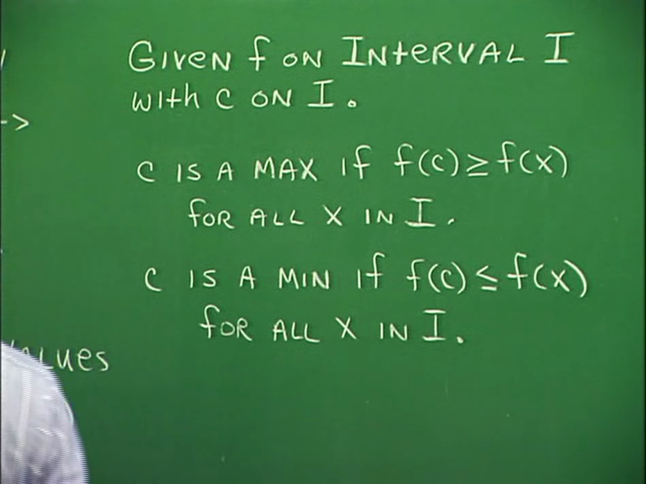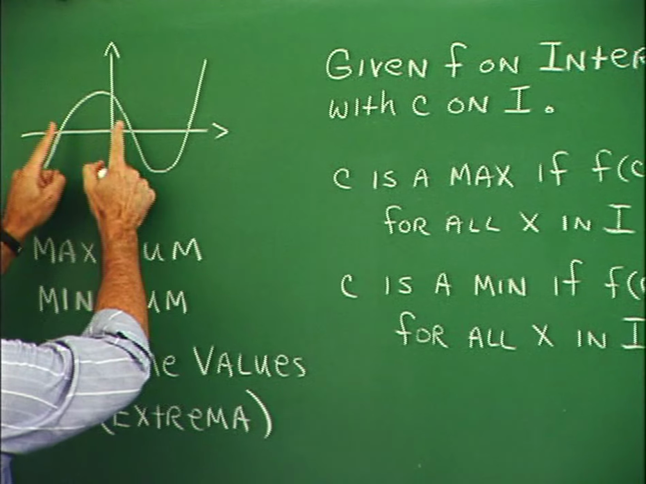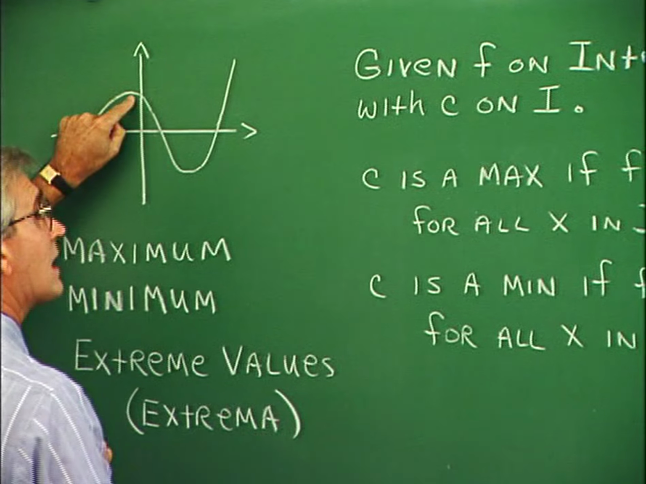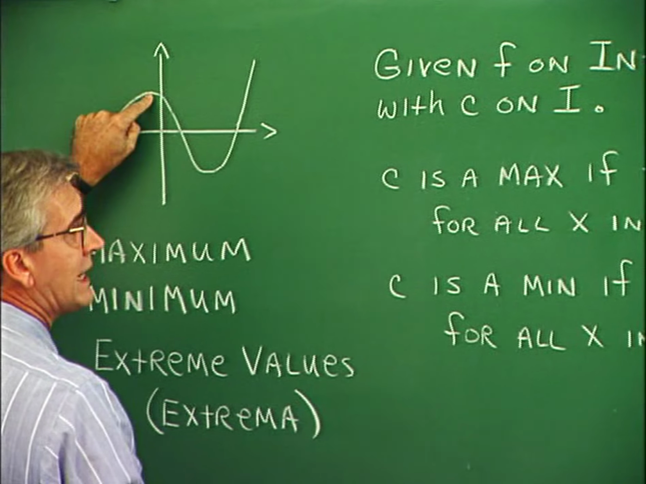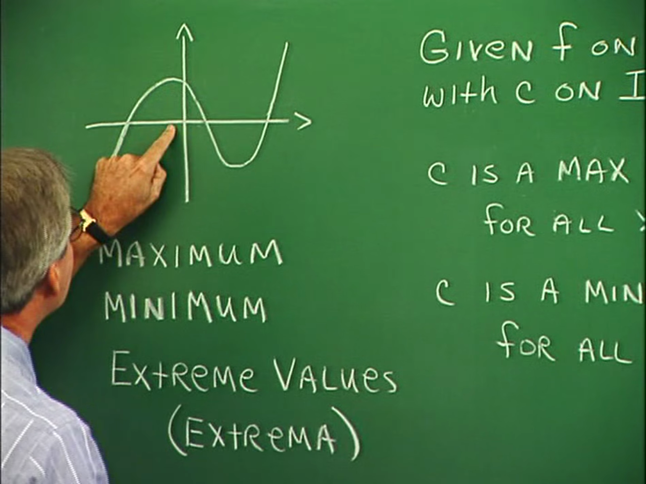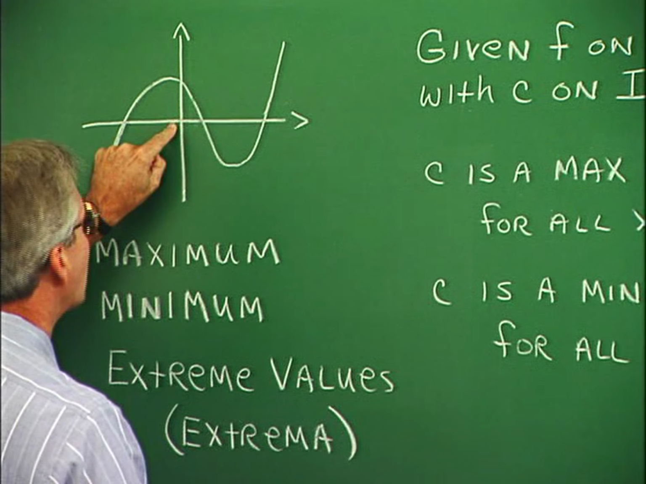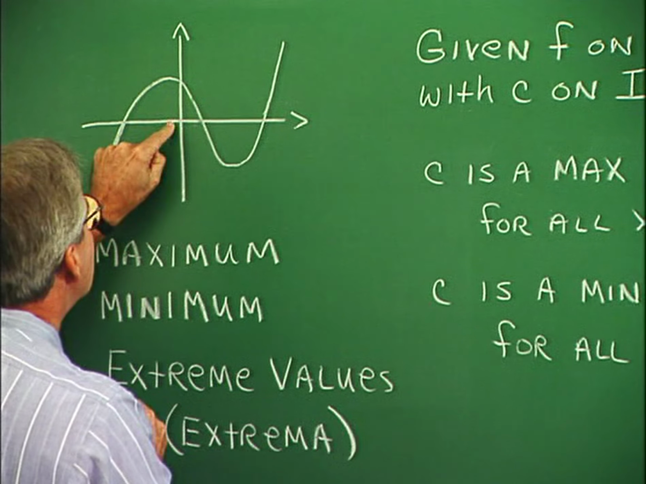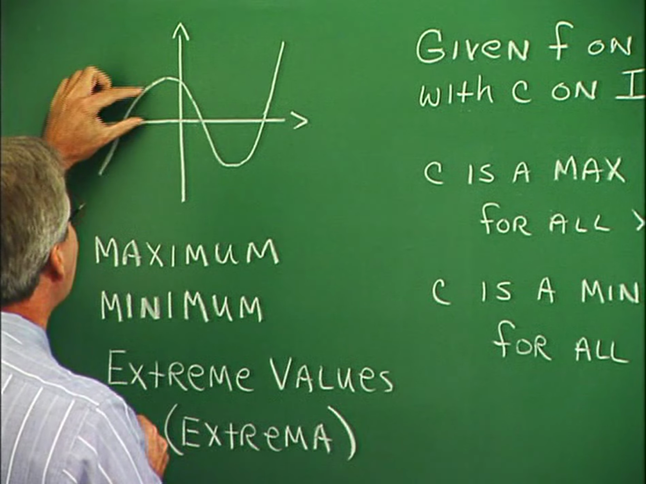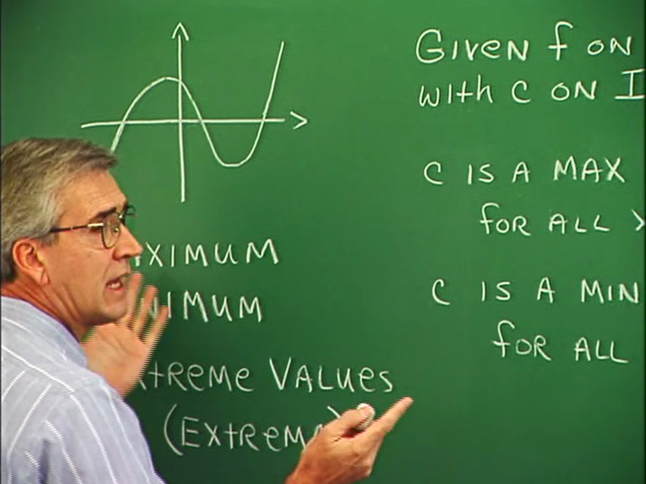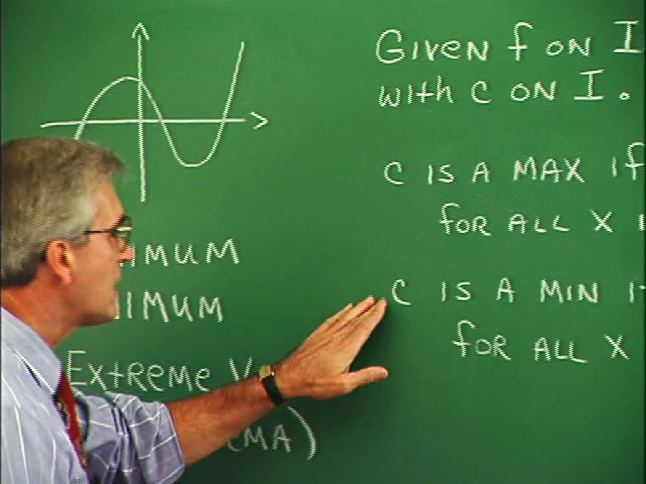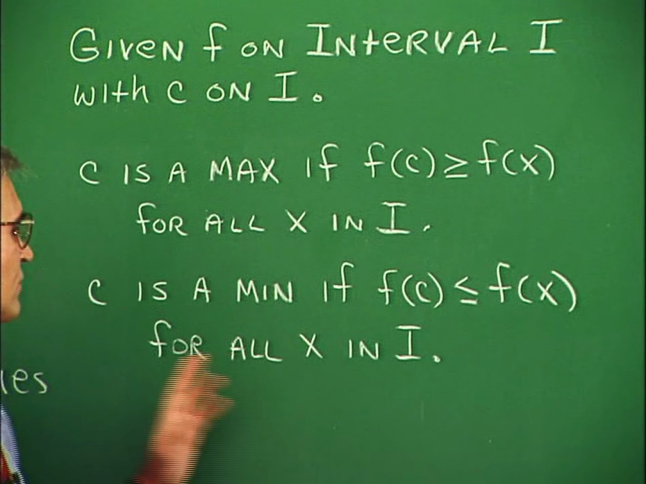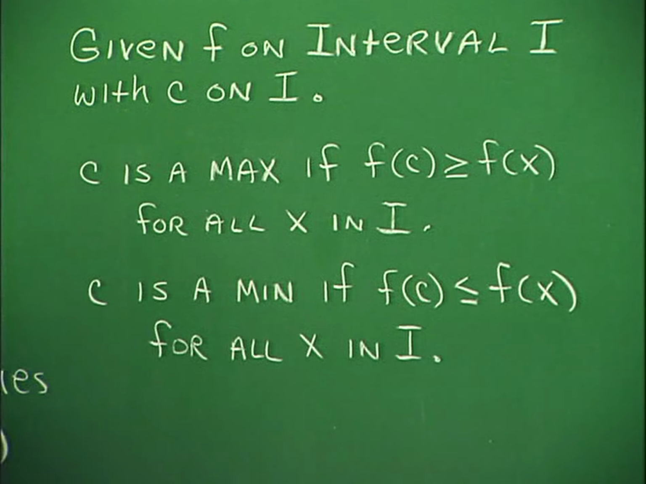Now, look at what that means graphically. Along an interval, let's say this interval, we can see that the point right at the top of this peak, you see, is a maximum value. It's f of some x here, and that x we're calling C. But for some C, f of C is bigger than f of any other x on the interval. And that's all that it's saying, and it's kind of an intuitive idea. And C is a minimum if f of C is less than or equal to f of x for all of the x's that are in that interval.